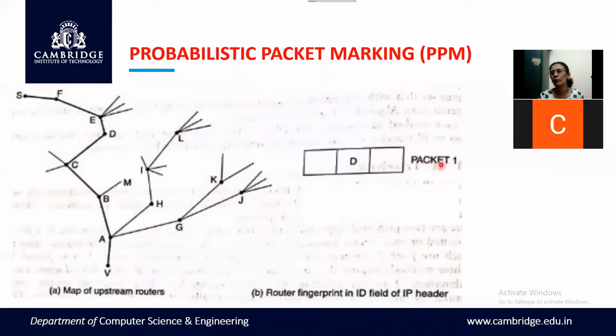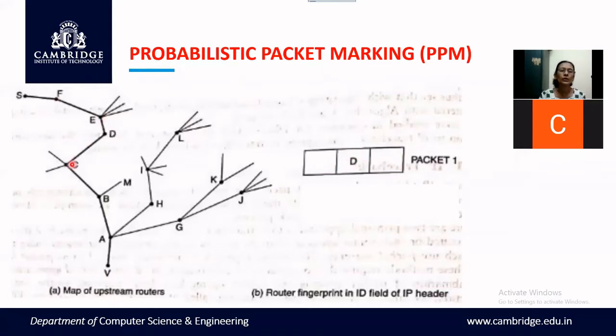Consider packet 1. Say it is moving like this. It is being marked with probability P. Say here it was not marked. Coming to F, there also it is not marked. Here also it is not marked. At D it is marked. So D calculates a hash of its IP address and puts that in the ID field. The center one is the ID field. In the IP header you have other fields that are this one and this one. Now this alone is the ID field.